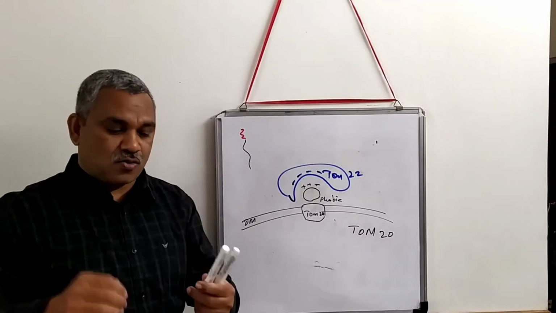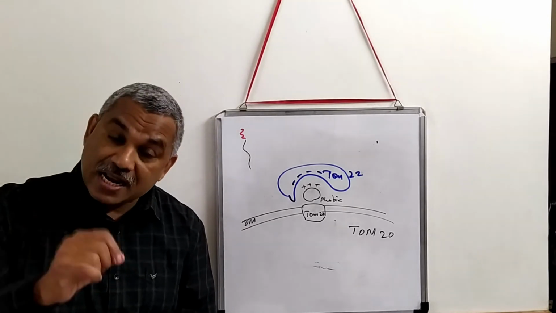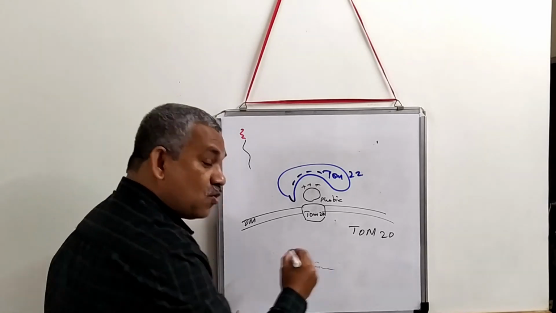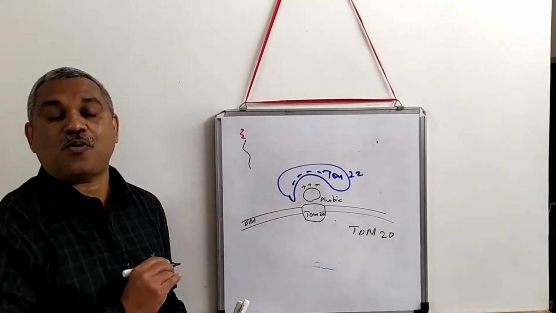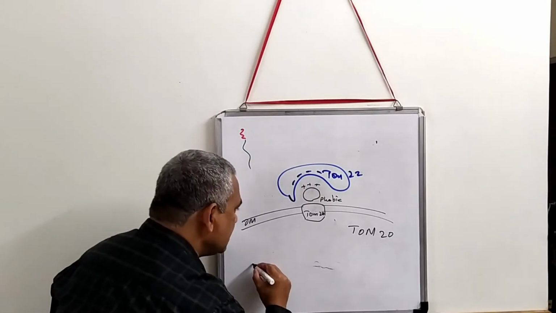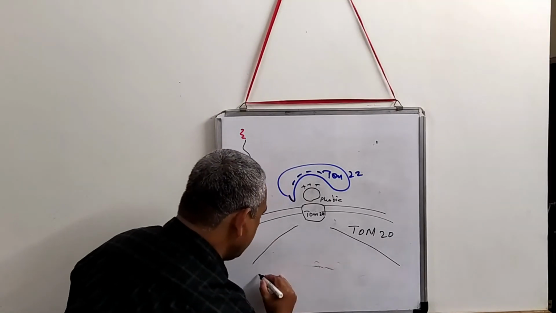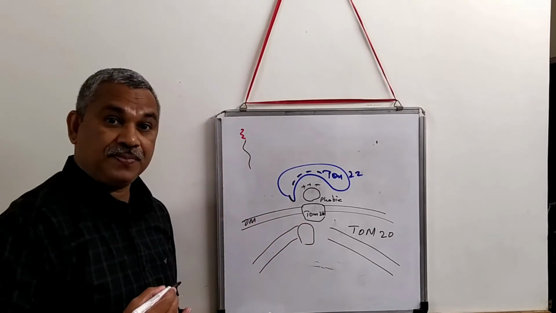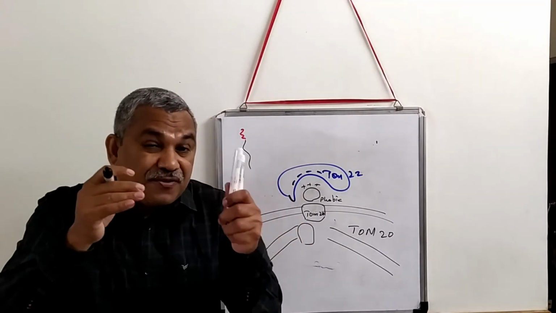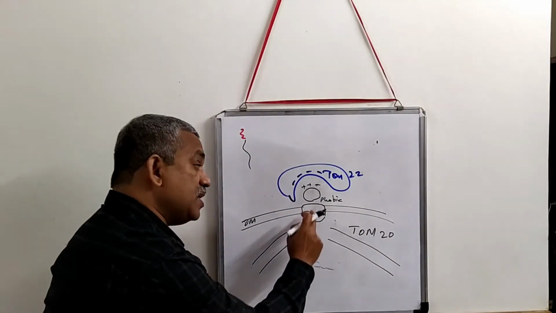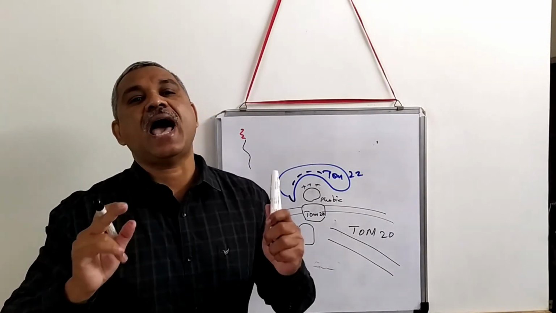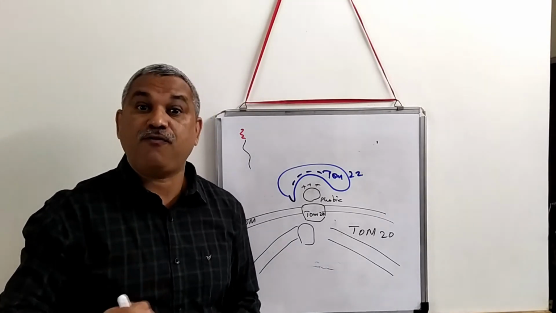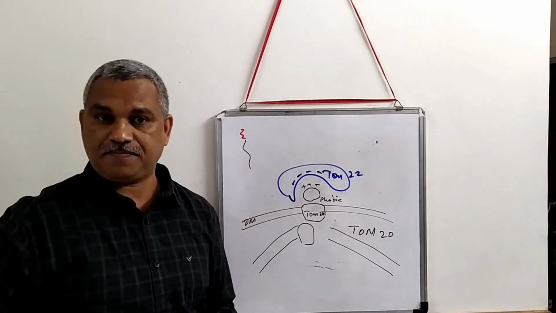Now the inner mitochondrial membrane has another complex. We call that the TIM complex, translocase of the inner mitochondrial membrane. So we draw that. The TIM complex is going to be here, and almost a physical contact is established between the TIM complex and the TOM complex. And this physical contact is very essential for the protein to be translocated.